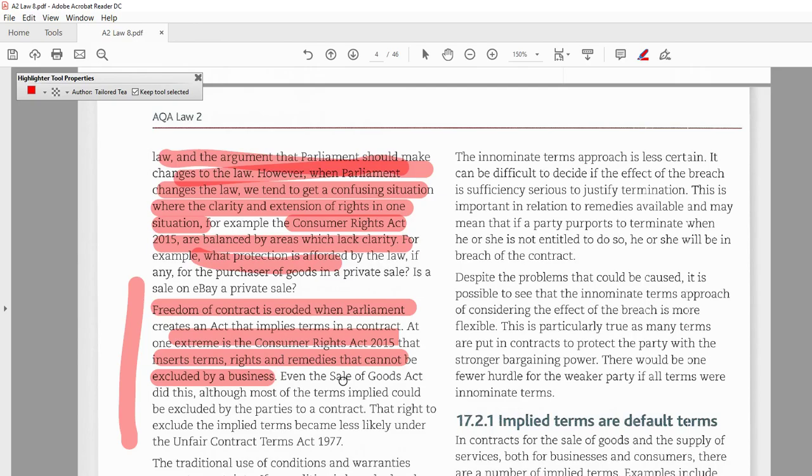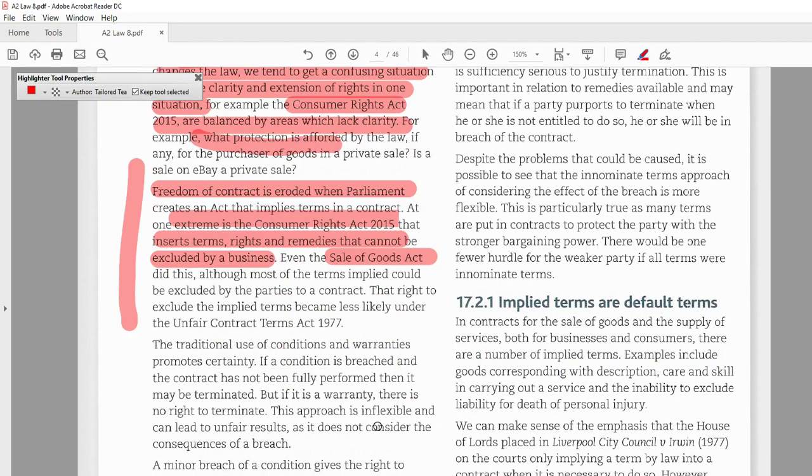Well, where's their freedom of contract? That's your argument. Where is their freedom of contract? If in the Consumer Rights Act they're literally dictating parts of the contract for you. And then you can talk about the Sales of Goods Act as well, right? So you've got 3 chunky points there for your essay of freedom of contract.